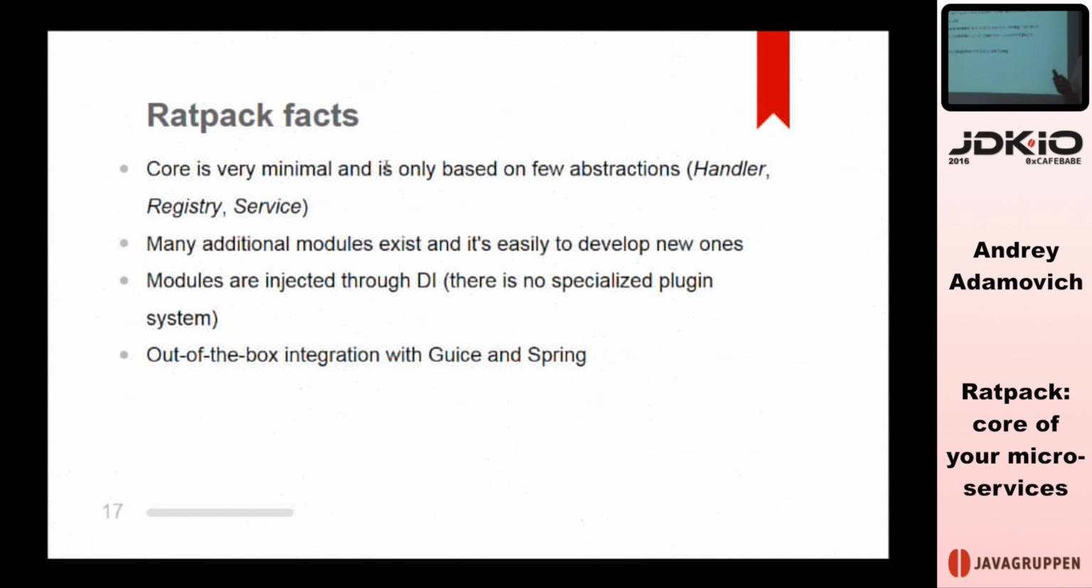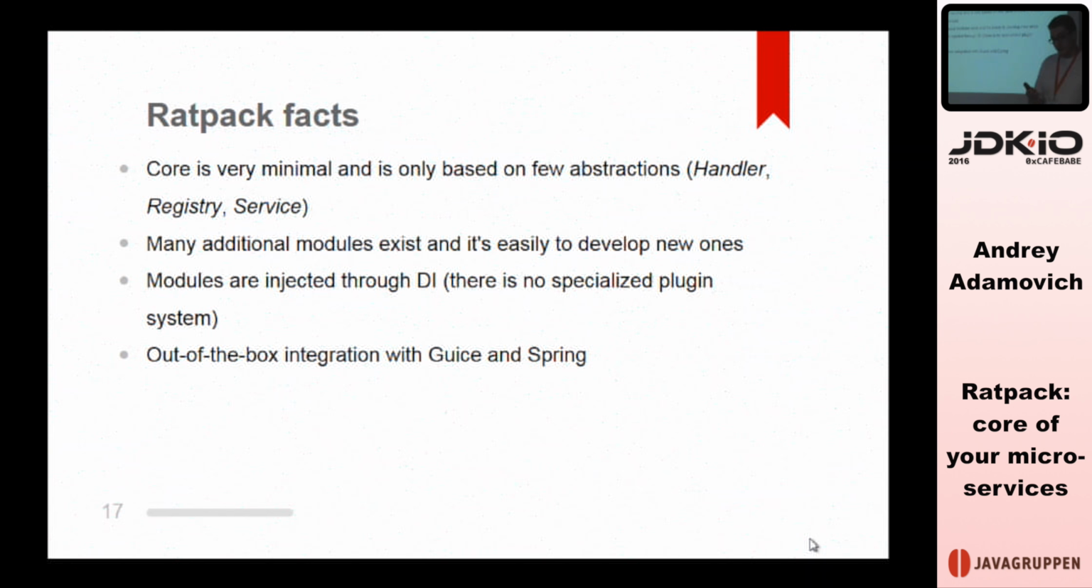The core is very minimal and it's based on very few abstractions. The main abstraction is the handler. It also has a registry with all the components, and also recently they added another abstraction called service. A handler is basically something in the middle between a servlet filter and the servlet itself. The registry is a dependency injection context, which is available to all the handlers. And a service is an asynchronous, non-blocking service which provides promises to handlers and all that stuff.